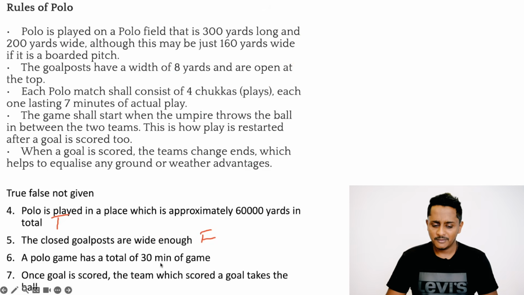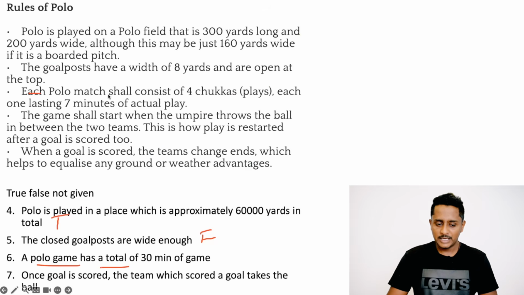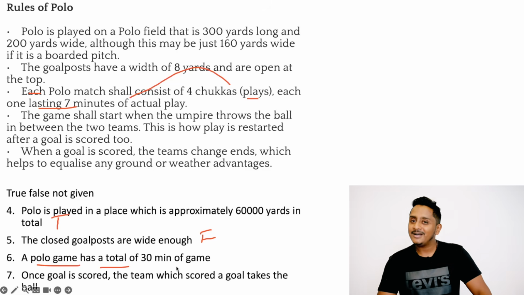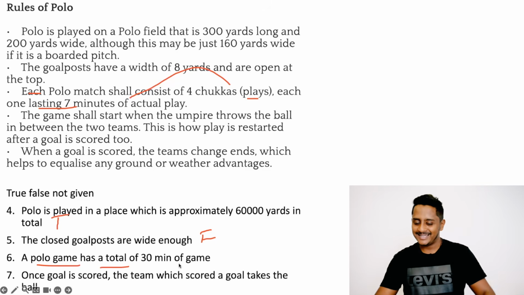Polo game has a total of 30 minutes of game. Here it says each polo game consists of 4 plays, each one lasting 7 minutes. So, 4 sevens are 28, not 30. It's exactly contradicting. So, this is going to be false.